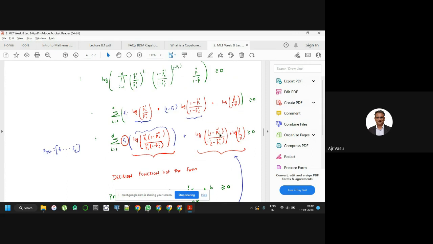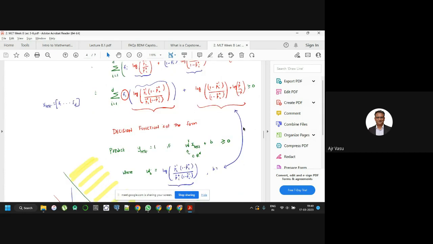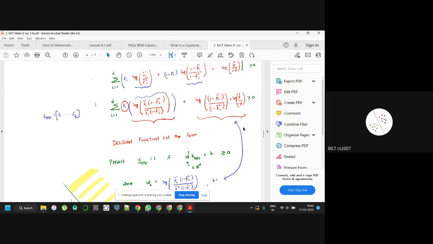The log of 1 minus p, this one in the second part. Sigma should apply to this log also. Yes, of course, it should be applied to this as well. So here b is basically sigma of whatever log this thing, plus log p by 1 minus p. That's all. Let me check this one as well.